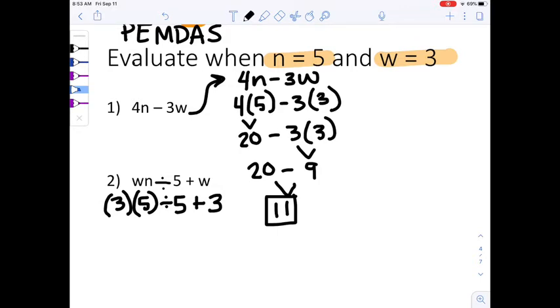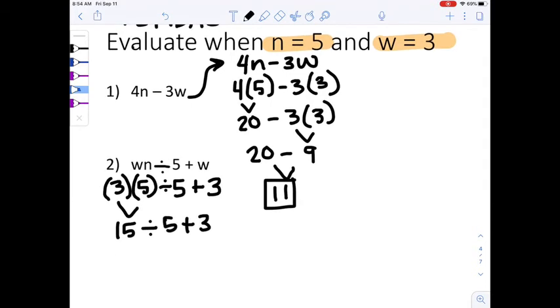Now I need to follow order of operations. Are there parentheses? Yes, but they're there as multiplication. Are there exponents? No. There is both multiplication and division. And remember, when there is both multiplication and division, we have to work that left to right. So in this case, the multiplication comes first. 3 times 5, 15. And then we have divided by 5 plus 3.